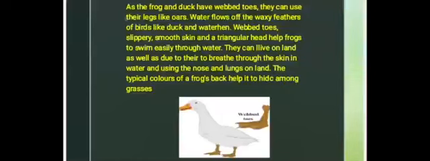As the frog and duck have webbed toes, they can use their legs like oars. Water flows off the waxy feathers of birds like duck and water hen. Webbed toes, slippery, smooth skin and a triangular head help the frog to swim easily through the water. They can live on land as well, breathing through the skin in the water and using the nose and lungs on land. The typical colors of a frog's back help it to hide among the grasses.